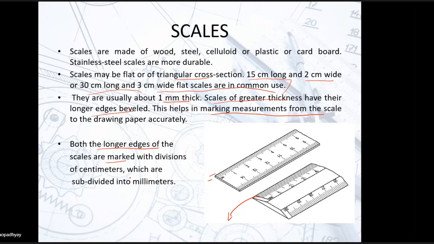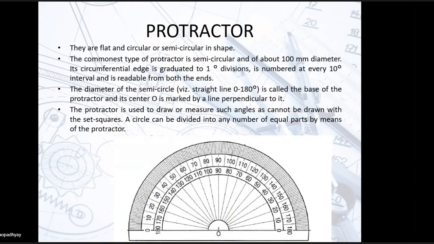This is your protractor. It is semicircular in shape, and you all know very well that you use a protractor to mark angles. Flat and circular or semicircular. The most common type is semicircular, about 100 mm in diameter, and it has 1 degree divisions. It is used to draw or measure angles that cannot be drawn with set squares, right? All the different types of angles that you cannot draw using a set square, you use a protractor for that.